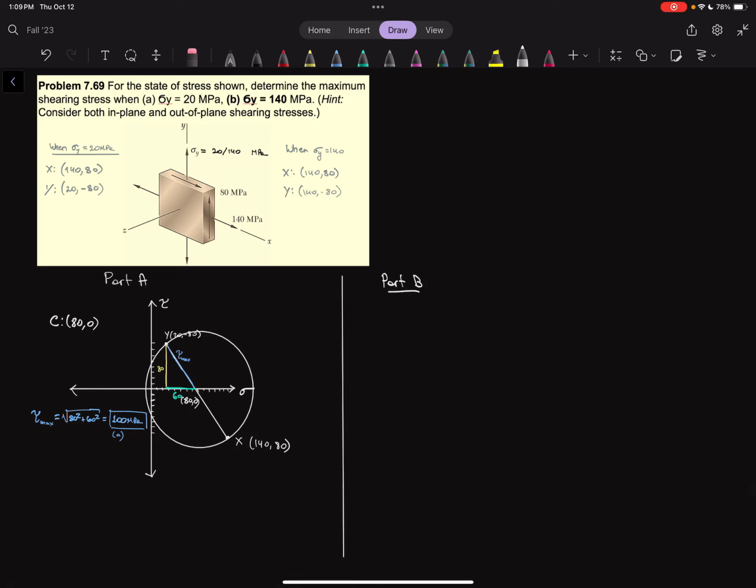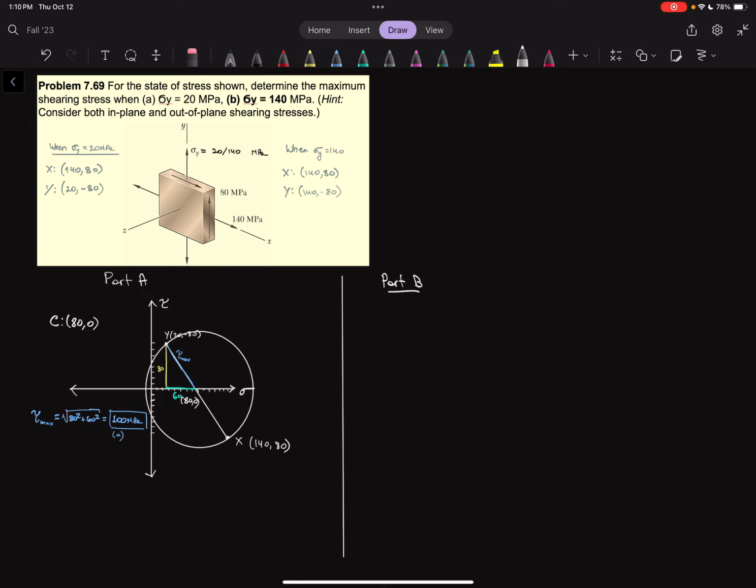Okay, here I am for part B. So let's reread the problem statement. For the state of stress shown, determine the maximum shearing stress when sigma y is equal to 20 megapascals and when sigma y is equal to 140. And this is the case we're doing now because we already did A.